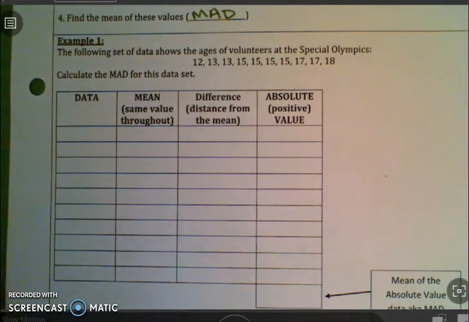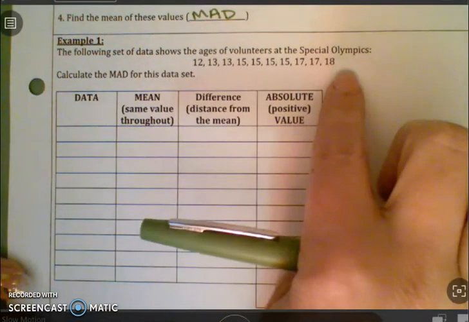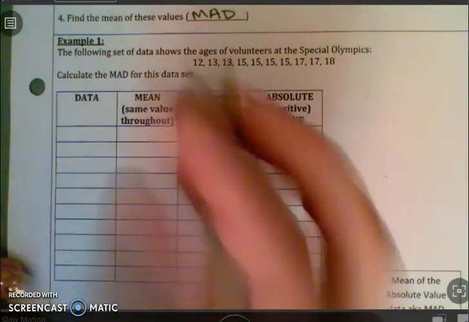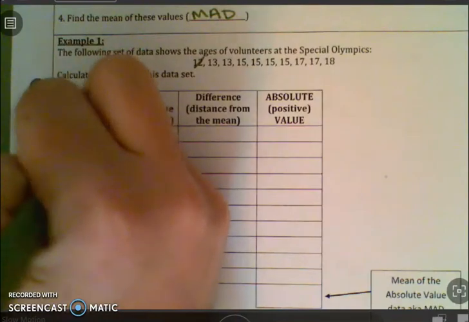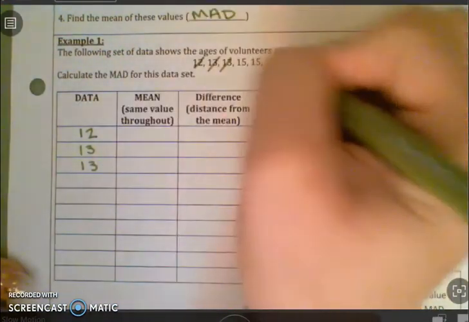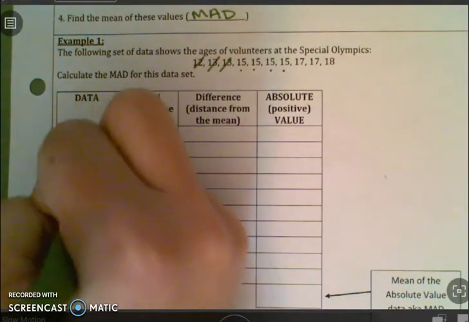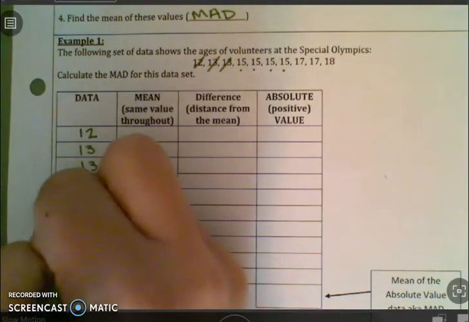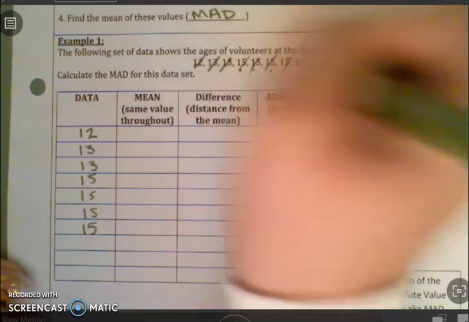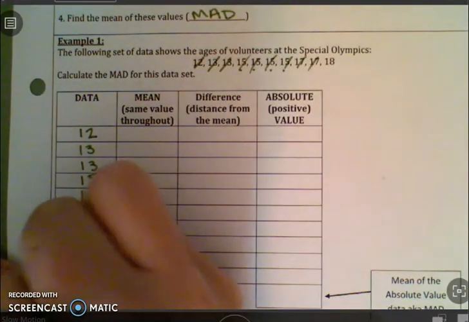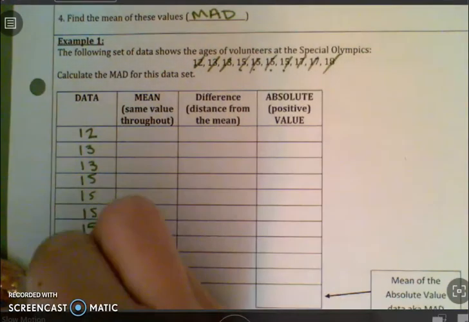The following set of data shows the ages of volunteers at the Special Olympics. Calculate the MAD for this data. Okay, so let's go ahead and list all these numbers. 12, there's 2 13s, 4 15s, 2 17s, and an 18.